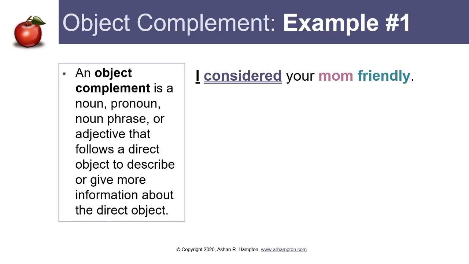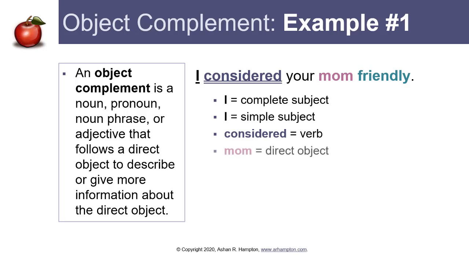The definition of object complement will always be to the left for your reference and for your review. Let's take a look at example number 1. I considered your mom friendly. You want to say, I considered your mom to be friendly. To be is suggested, but it is not directly written.